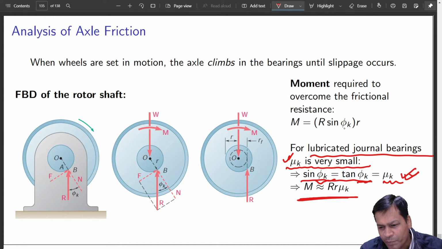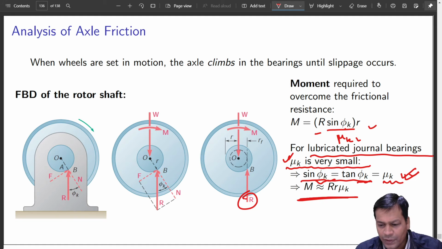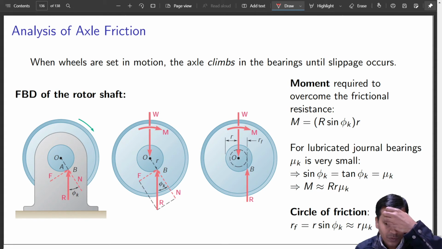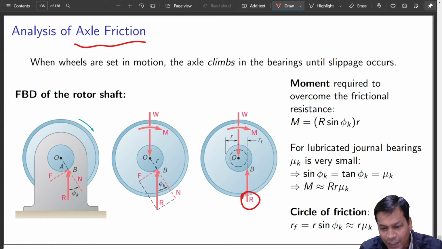So simply this will be mu k, and R mu k r. Capital R mu k into small r, where small r is the radius and R is the reaction force. Now, the circle of friction. What is the circle of friction? This is a term commonly used in this context for axial friction. Effectively it is where it is acting, so that is known as the circle of friction, that is Rf.